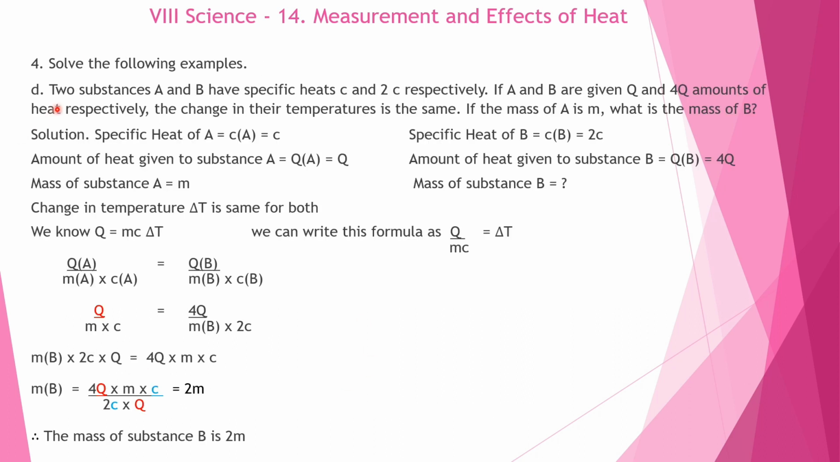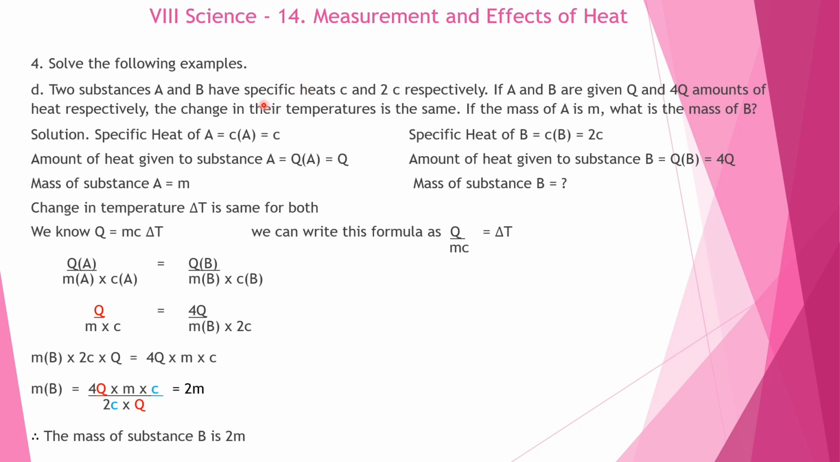Next question. Two substances A and B have specific heats C and 2C respectively. If A and B are given Q and 4Q amounts of heat respectively, the change in their temperatures is the same. If the mass of A is M, what is the mass of B?